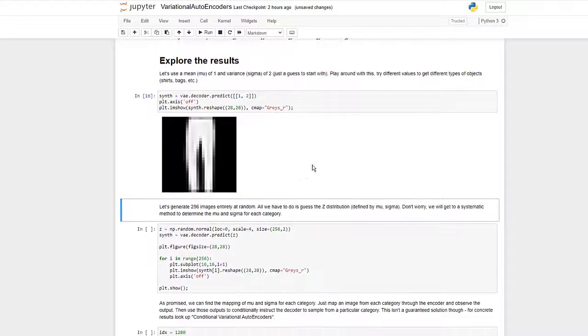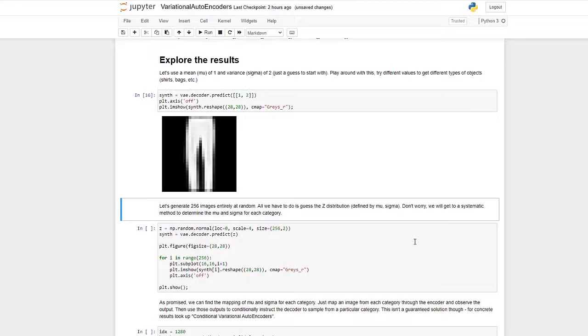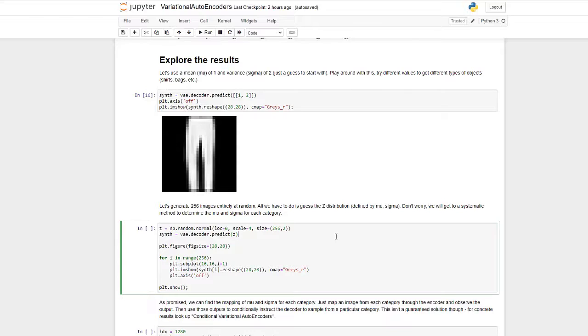Let's go further. So let's actually generate 256 images now entirely at random. What we're going to do is just guess at the z distribution each time with a random mu and sigma. And don't worry about guessing here. We can actually get back the actual mu and sigma associated with each category systematically, or at least approximate it if we want to. But for now, let's just generate 256 random images. So we're just going to guess with random normal distributions for both the mu and sigma at a scale of 4 and see what we get back. So let's construct 256 of those random distributions, call the decoder on that entire array of input values, and plot them all out one at a time as, again, 28 by 28 grayscale images in a 16 by 16 grid.